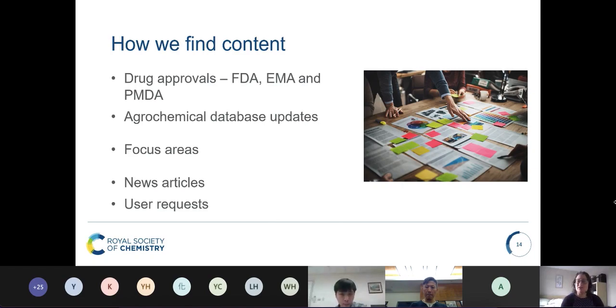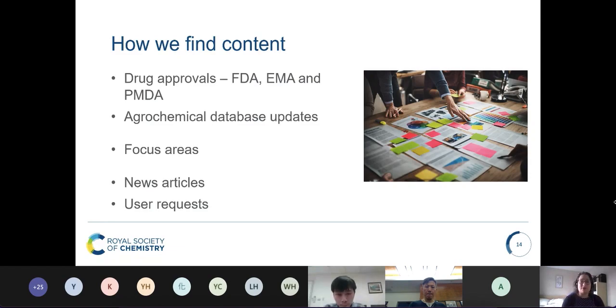We also look at news articles. For example, there were some pesticides that the EU banned a few years back, and we went through and made sure that they were all in the Merck Index online. In that case, we actually did some very large updates to those monographs so that they reflected the most modern views of those substances.